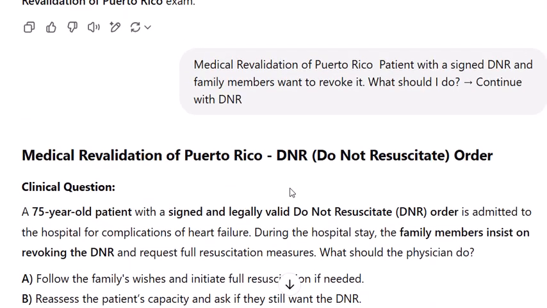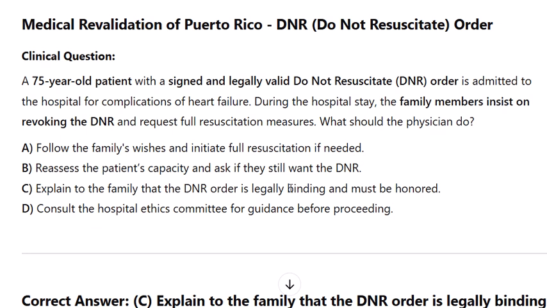Medical Revalidation of Puerto Rico, DNR, Do Not Resuscitate Order. Clinical question. A 75-year-old patient with a signed and legally valid Do Not Resuscitate (DNR) order is admitted to the hospital for complications of heart failure. During the hospital stay, the family members insist on revoking the DNR and request full resuscitation measures. What should the physician do?